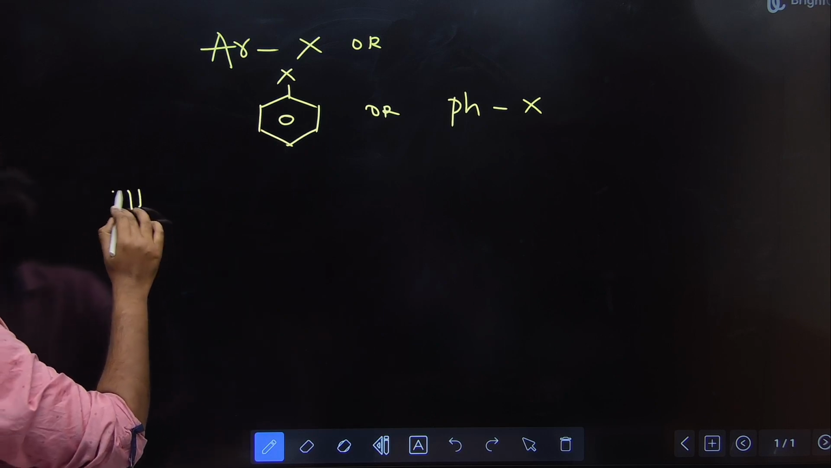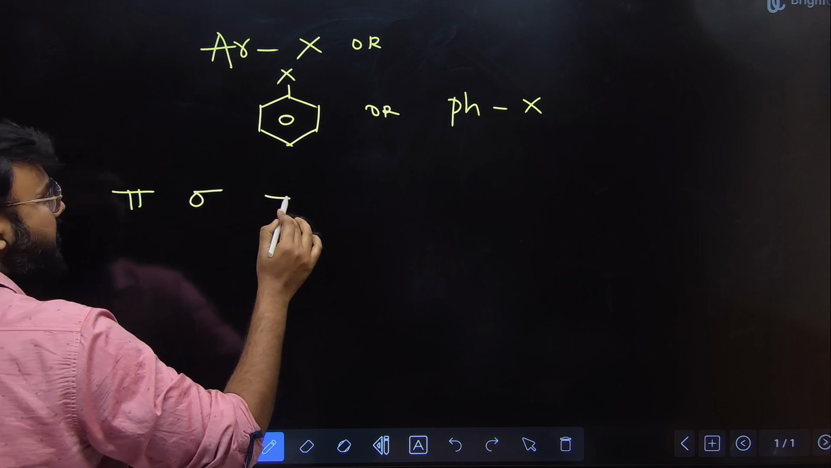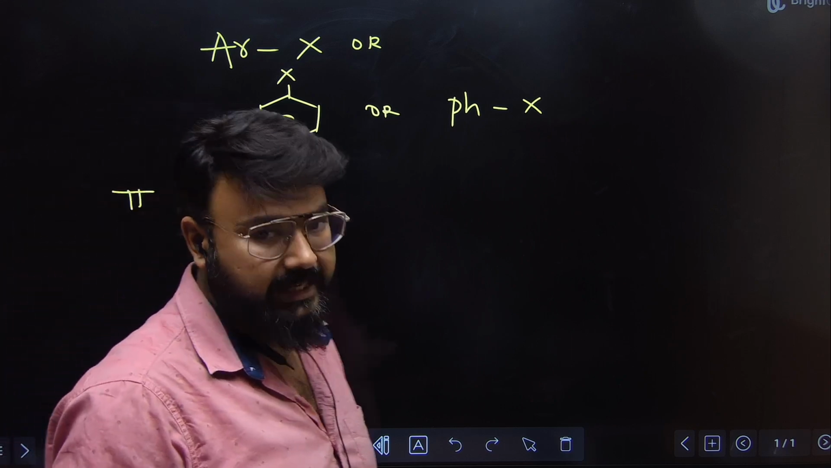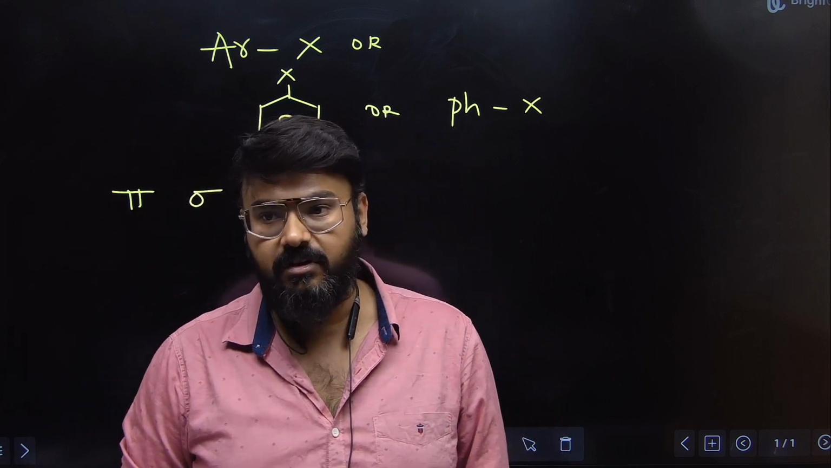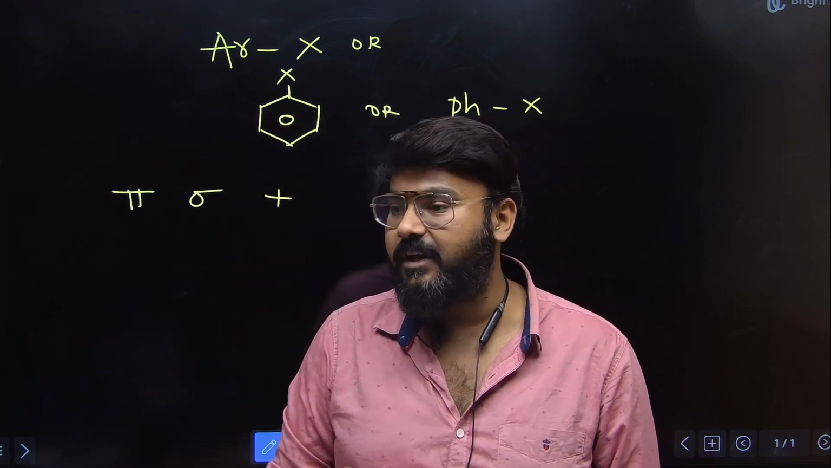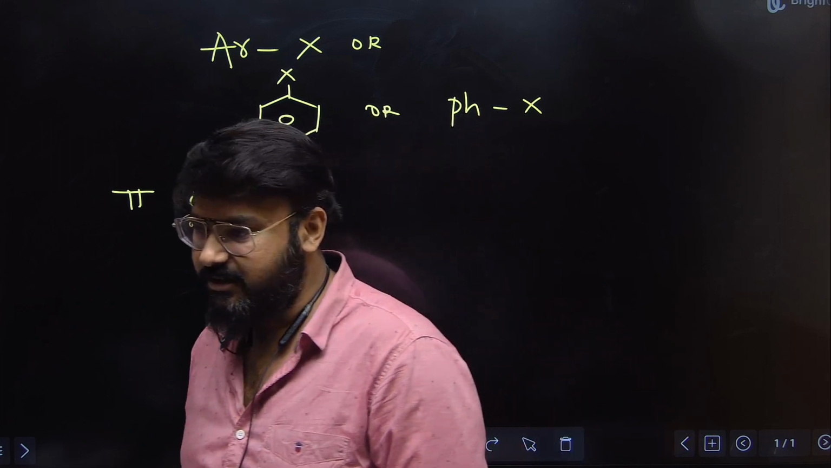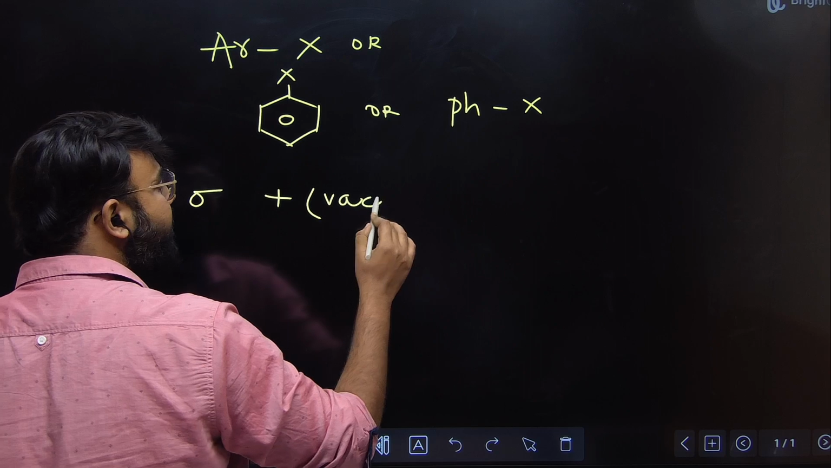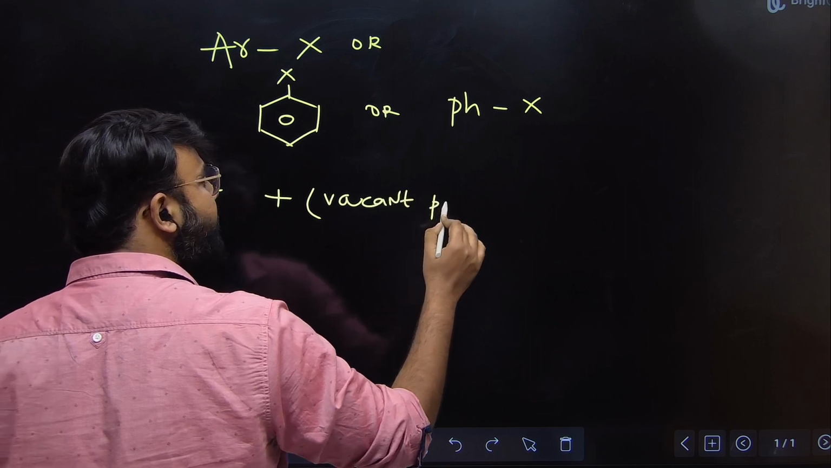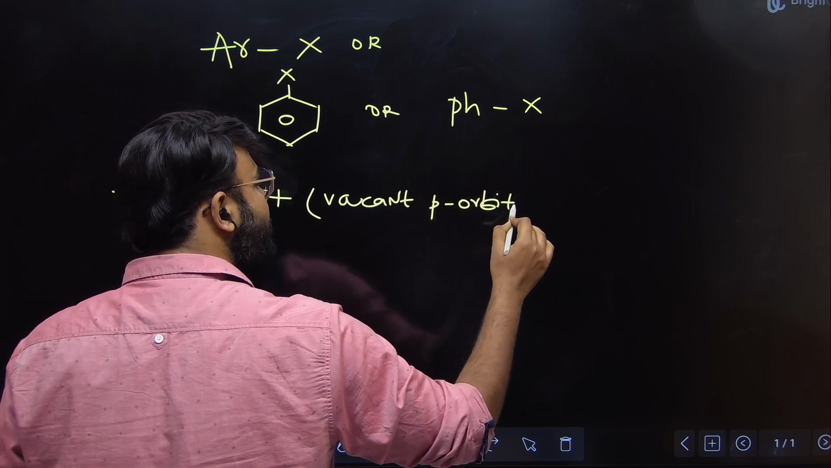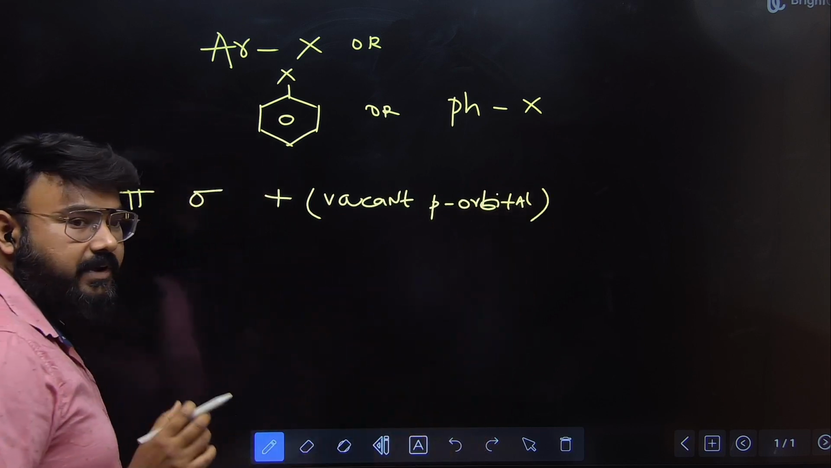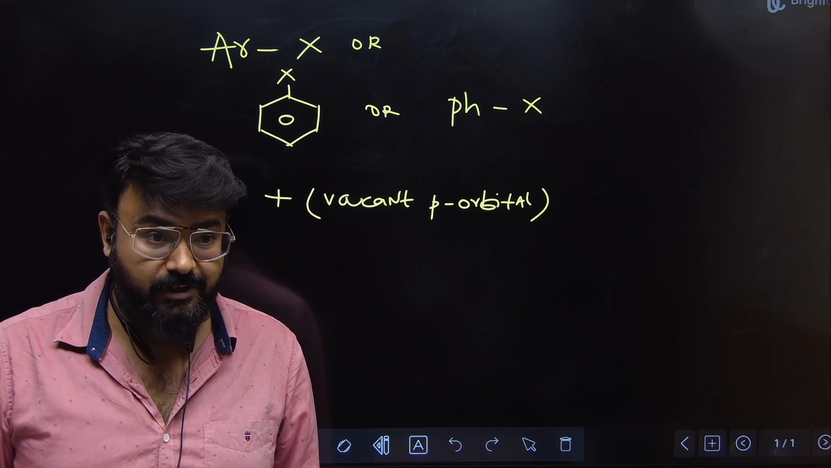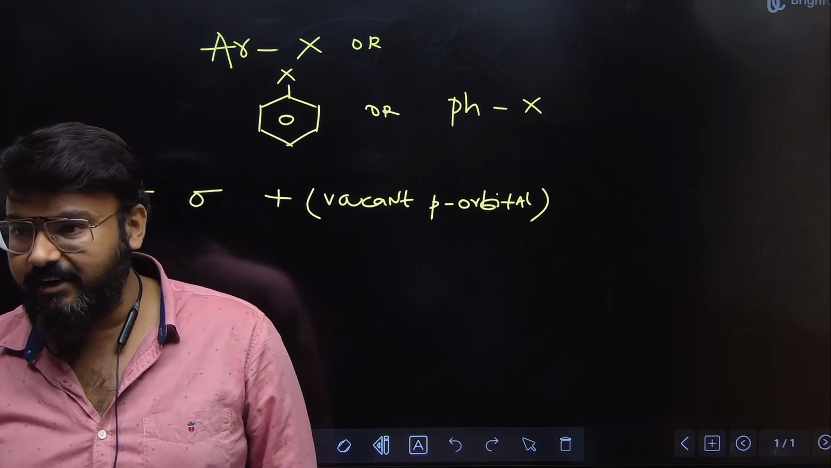One is pi, sigma, plus. Now tell me, what does plus indicate? The plus charge in organic chemistry means deficiency, the loss. Plus means, can we say, a vacant p orbital? Vacant p orbital. Now again you will ask me one more question: sir, why did you specify p orbital? Why haven't you mentioned s orbital, d orbital, f orbital?